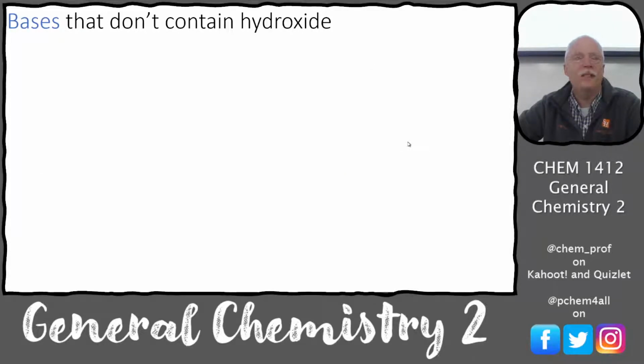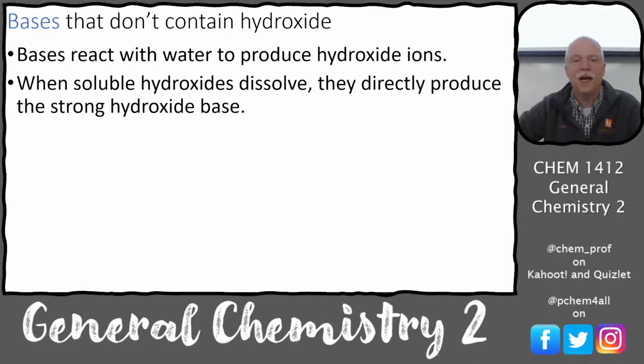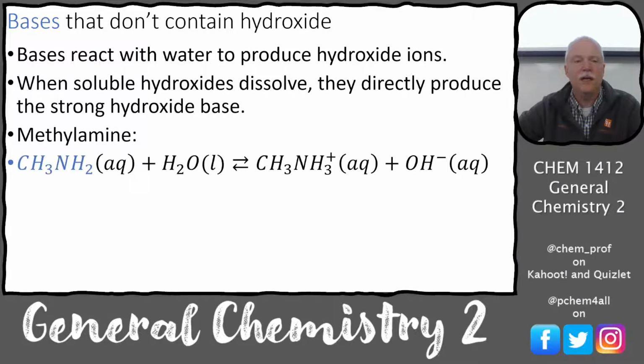But there's a lot of bases that don't contain hydroxide, because when they react with water, they produce hydroxide in the water by stealing a proton away from water. So bases react with water to produce hydroxide ions. This is in contrast to the soluble hydroxides that directly produce the strong hydroxide base. So let's look at methylamine. Methylamine is this NH2 group stuck on an organic molecule. That's an amine, and a lot of times this word amine will tell you it's a base.